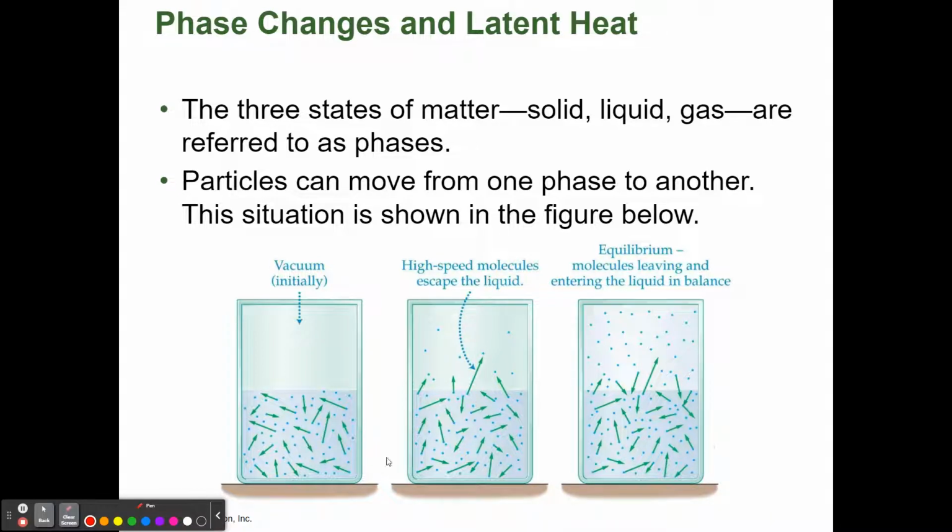If you look at the diagram below, you can see that here they're kind of moving around. Here they're moving a little bit faster, and this one in particular is moving fast enough so that it can escape the liquid phase and turn into a gas. And here we have equilibrium. That just means we have an equal number of particles leaving the liquid phase and going into the gas phase, as we have those coming from the gas and condensing back down into the liquid phase. When we have an equilibrium of molecules leaving and molecules entering, we call that equilibrium.